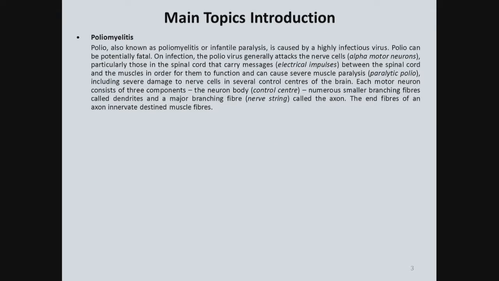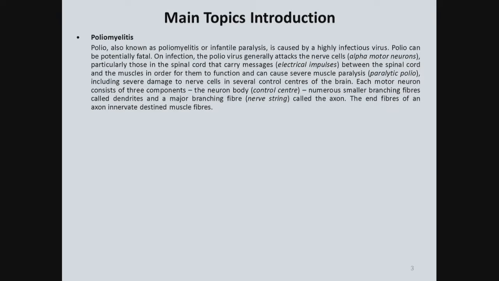Main topics introduction. Poliomyelitis. Polio, also known as poliomyelitis or infantile paralysis, is caused by a highly infectious virus. Polio can be potentially fatal. On infection, the poliovirus generally attacks the nerve cells, alpha motor neurons, particularly those in the spinal cord that carry messages, electrical impulses, between the spinal cord and the muscles in order for them to function, and can cause severe muscle paralysis, paralytic polio, including severe damage to nerve cells in several control centers of the brain.